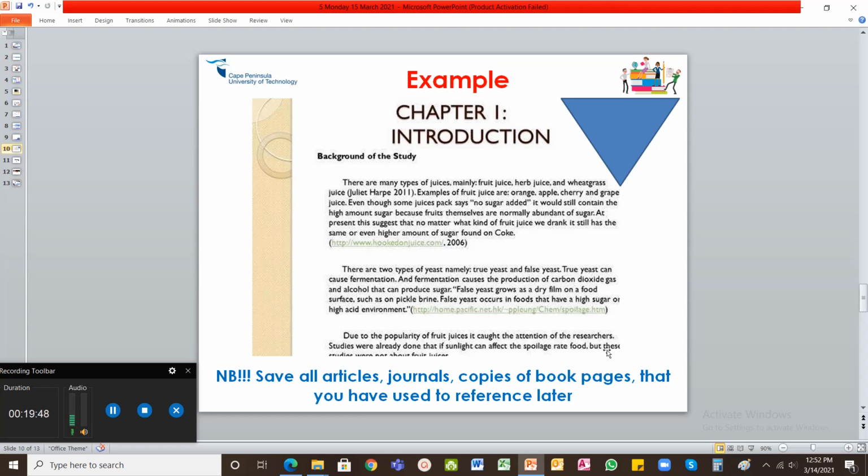that sunlight, blah, blah, blah, but you see, the "but" is where the gap is. So studies have already been done on the sunlight or the effect of sunlight, but the following has not been researched. And that's where you come in.